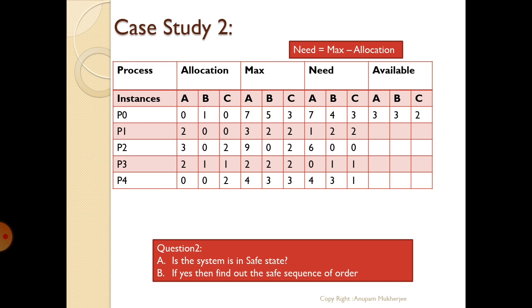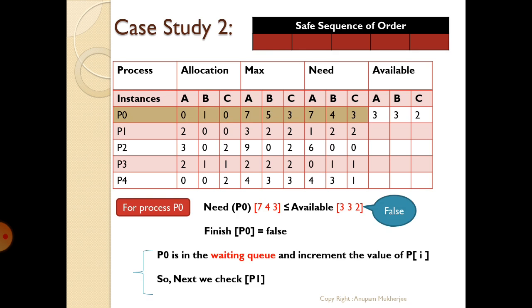Now two other questions will frequently arise. Whether your system is in safe state. If your system is in safe state, then what is the safe sequence of order? So now we'll check. First we check for process P0.